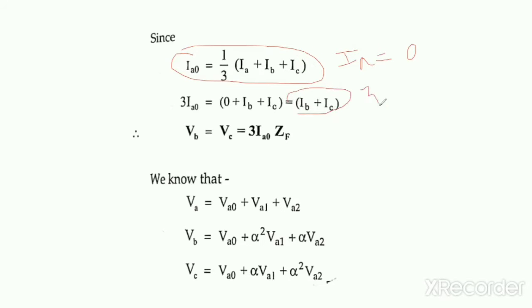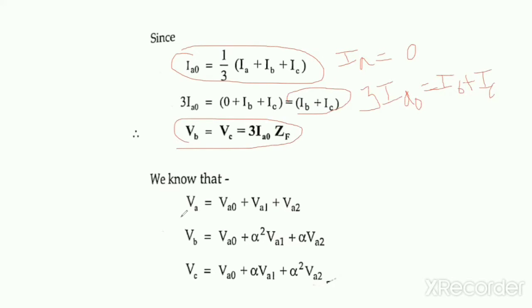Therefore, 3 IA naught is equal to IB plus IC. Next, we also know the voltage equation, that is VB is equal to VC is equal to 3 IA naught into ZF.